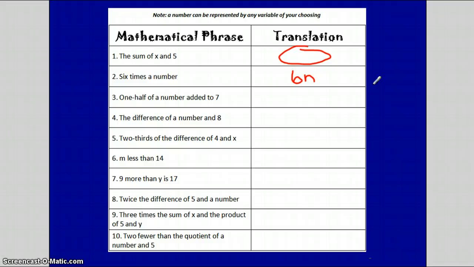So your homework is to have both sides of this sheet complete. And bring your calculators. You should have them on your desk first thing tomorrow.